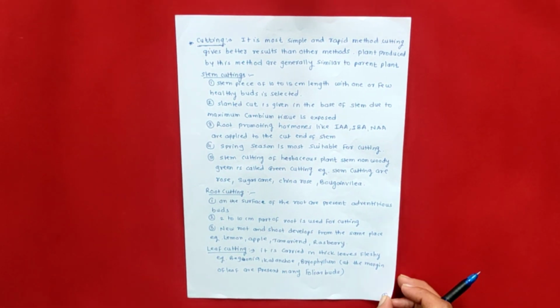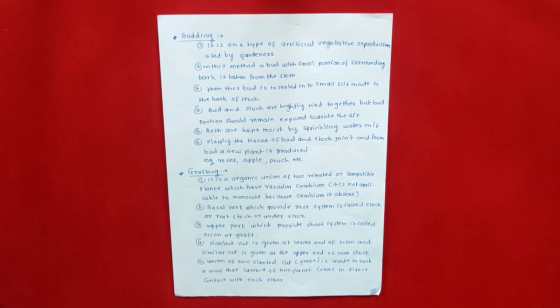Then leaf cutting is carried out in thick, fleshy leaves. Examples: bignonia, calonico, bryophyllum. That is because at the margin of the leaf many foliar buds are present.